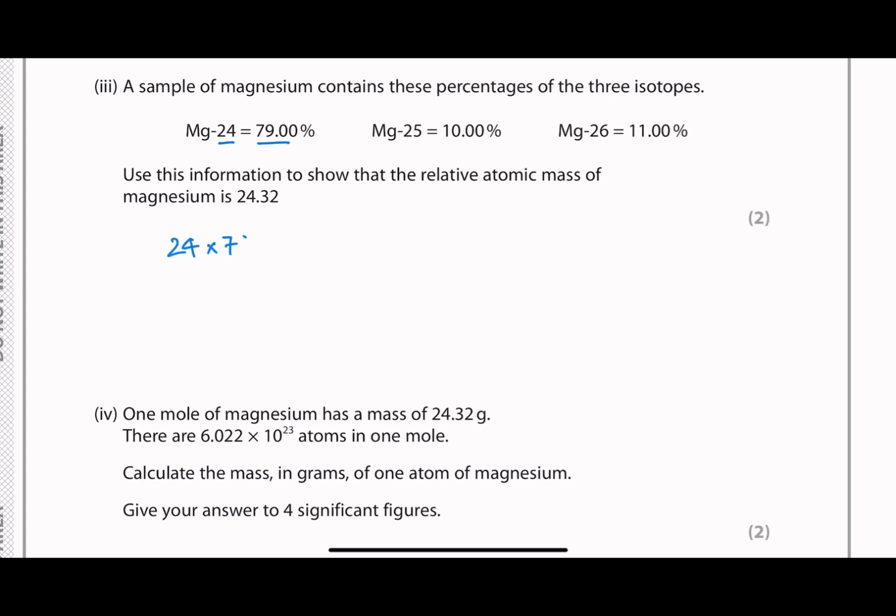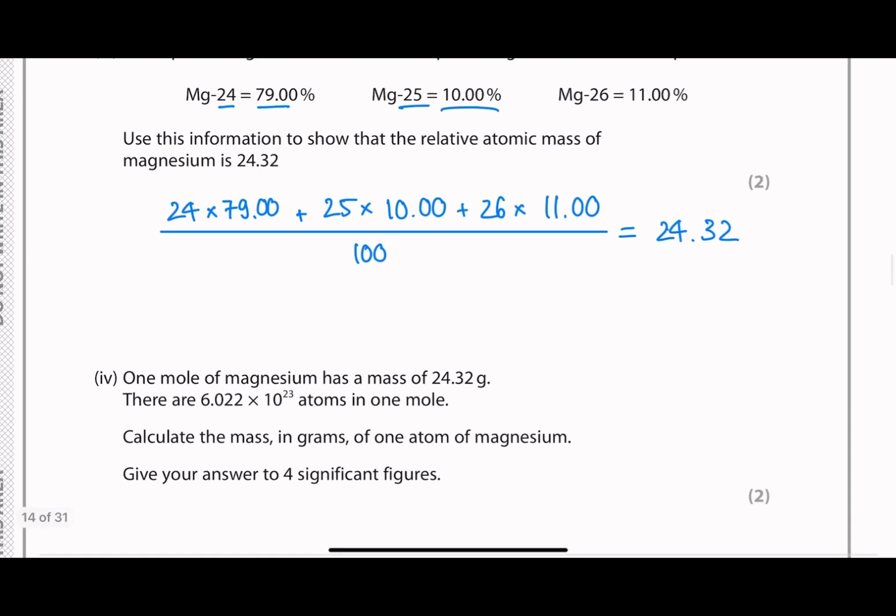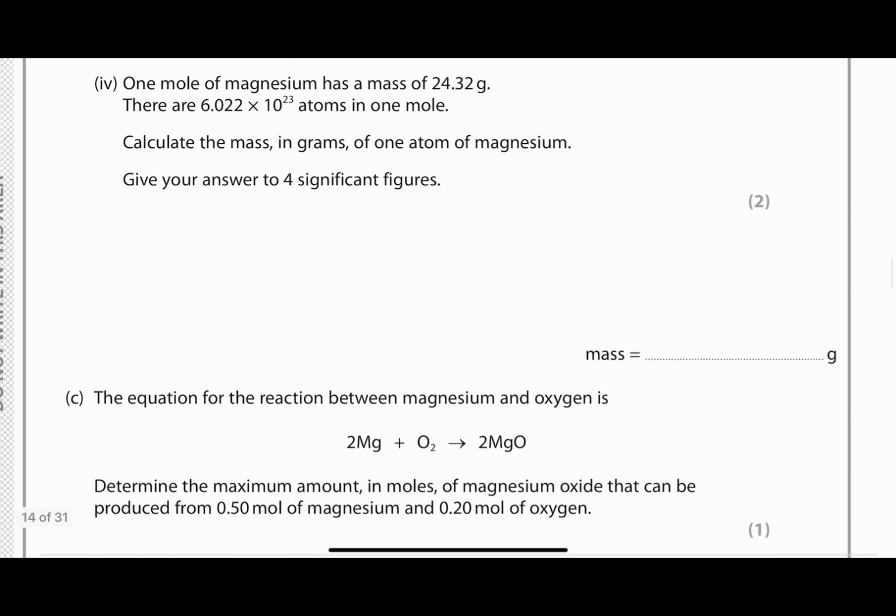Okay, so the next question asks you to calculate the relative atomic mass of magnesium. Here we can use the formula where we take 24 times 79% plus 25 times 10 plus 26 times 11%, and then everything divided by 100, which comes out to 24.32.